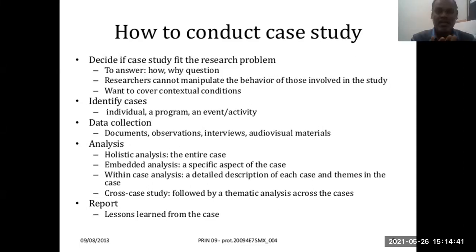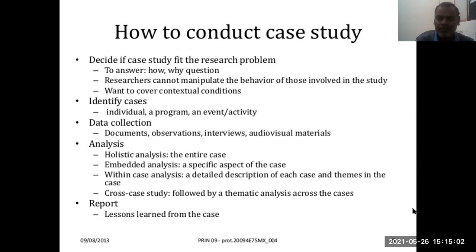If you are able to get answers for your how and why, then you can choose case study. Because the researcher cannot manipulate the behavior of the individual who is being studied. So if you want to contextualize your conditions, then you can choose this methodology.